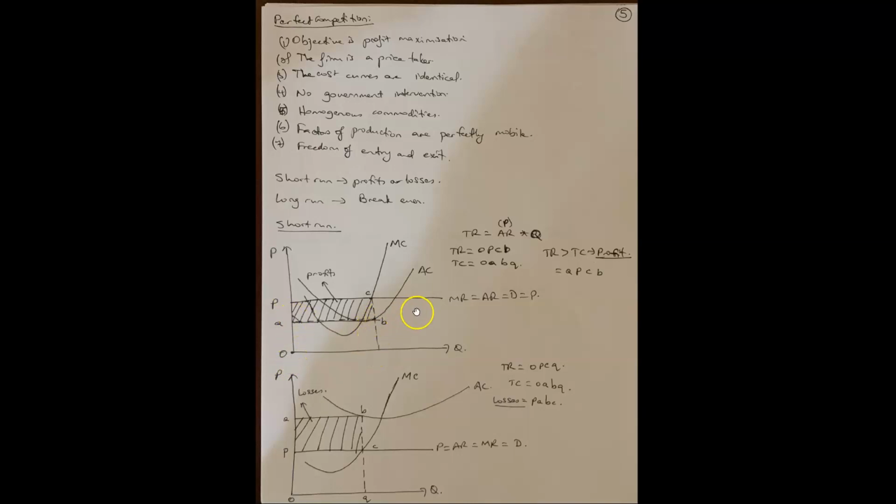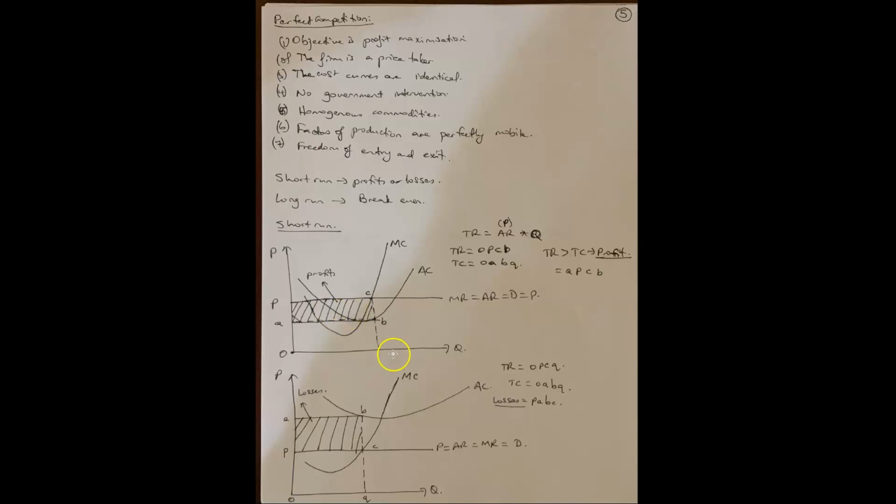And your total revenue, now remember, total revenue is price by quantity, right? So your total revenue would be OPCQ. Obviously the area OPCQ is much bigger than your total cost area, OABQ, and it's greater by this amount here, the shaded region. So this shaded region denotes total revenue minus your total cost. This shaded region is your total profits in a short run scenario.